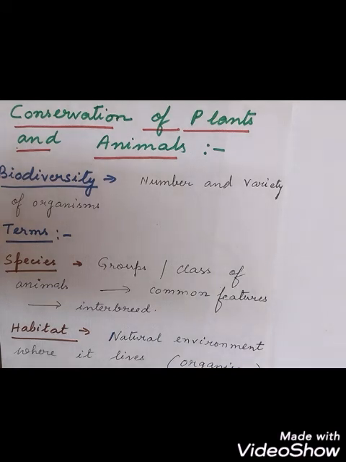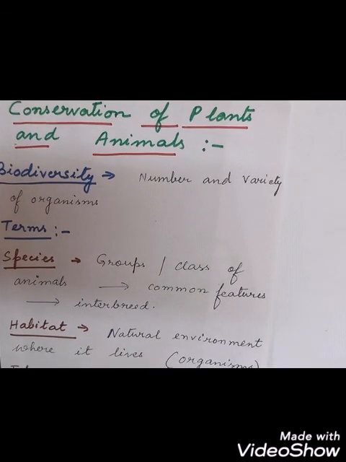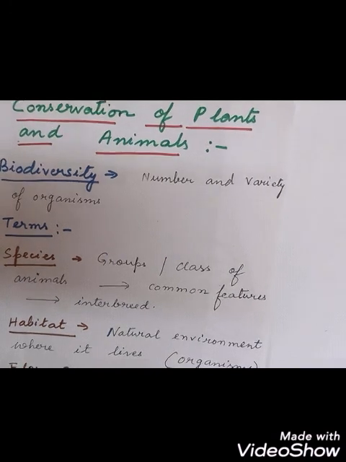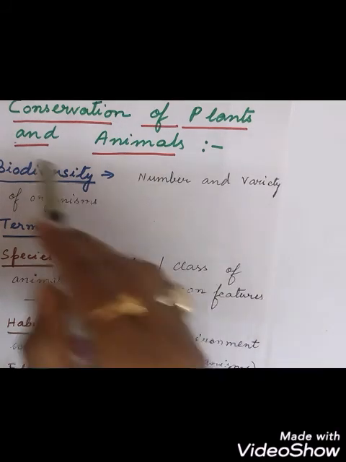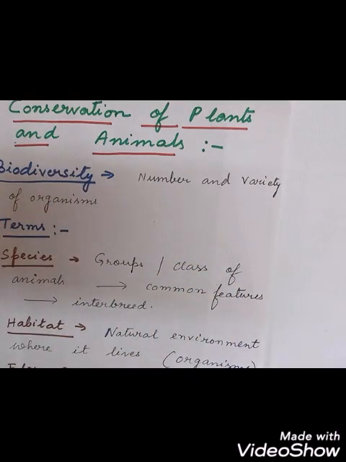So, we can talk about the biodiversity of a place or about the total world, that is, the biodiversity of the earth as a whole. Okay, so the total number and varieties of different organisms that are present is called what? Biodiversity.